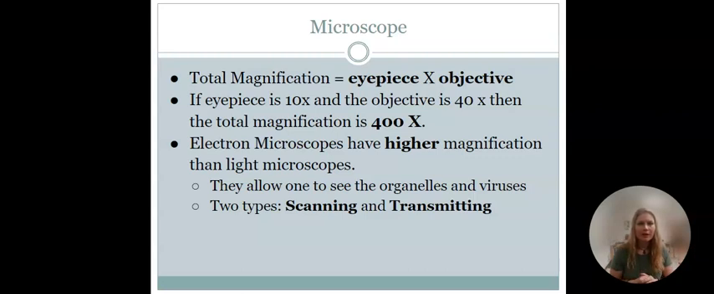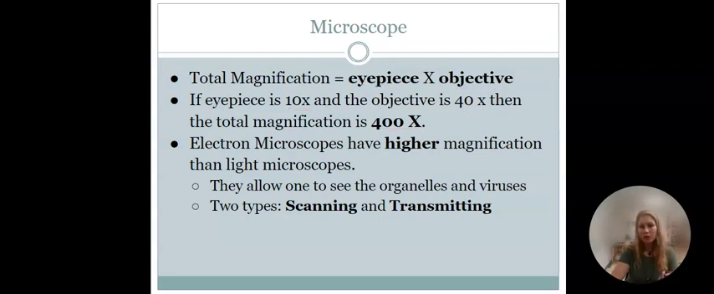A little bit on microscopes. You will need to be able to calculate total magnification, which is simply the eyepiece times the objective lens. There are three different objective lenses, and they'll tell you high, low, medium. The eyepiece is typically always going to be 10. And then let's say you're using the medium objective lens, which is 40. So your total magnification would be 10x times 40x, which would give you a total magnification of 400.